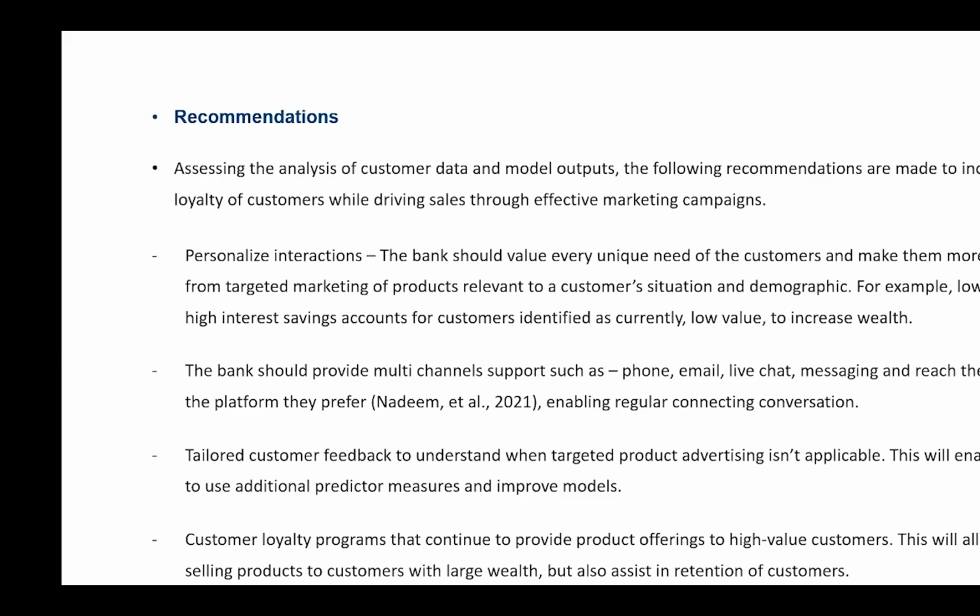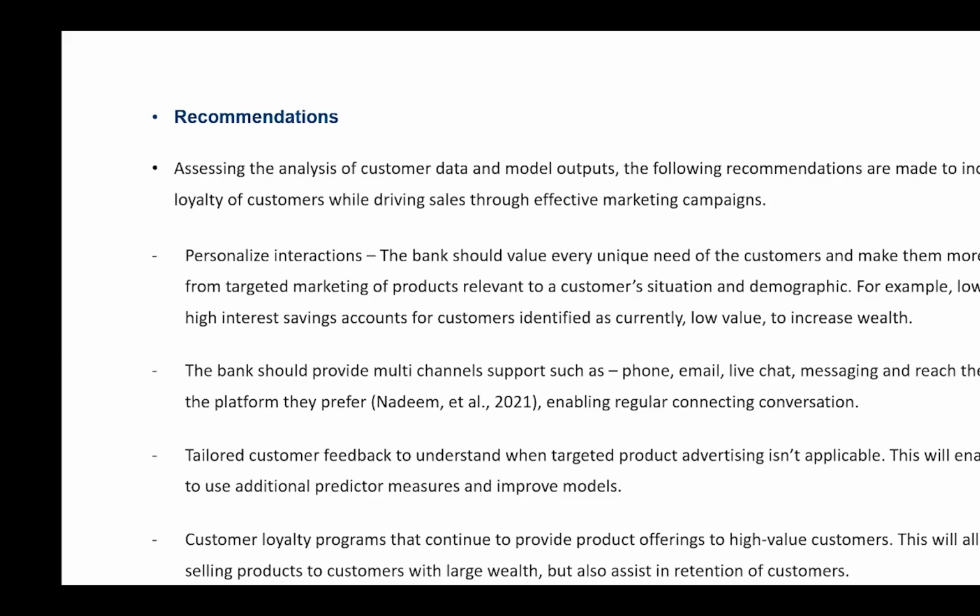Moreover, tailored customer feedback to understand when targeted product advertising is not applicable. This will enable further campaigns to use additional predictor measures and improve models.